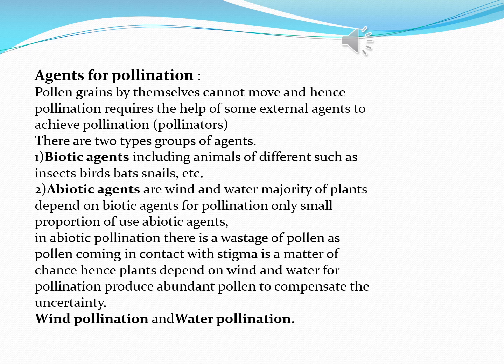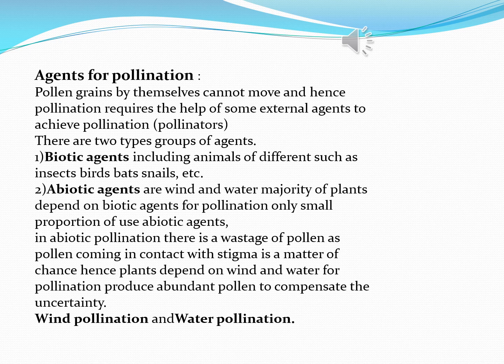These agents are grouped into two types: biotic agents and abiotic agents, or factors. What are the biotic factors which help in cross pollination? Animals such as insects, birds, bats, snails, etc. These animals help in the transfer of pollen grains, and we call them biotic agents.